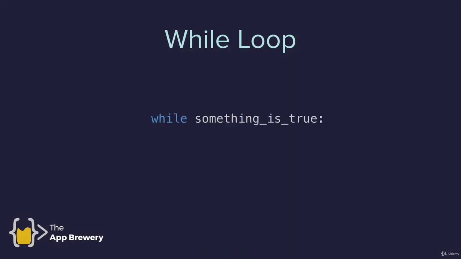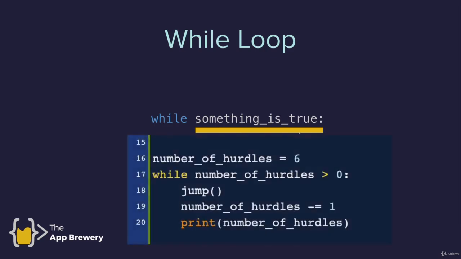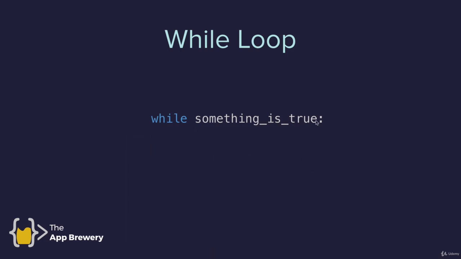This is what the syntax for the while loop looks like. First, we have the while keyword. And then we have some sort of condition that we're going to test. So previously you saw it was number of hurdles being greater than 0. And whenever that condition is true, then it's going to look inside the while loop at the indented lines of code to carry out those instructions to do this, then do this, then do this.